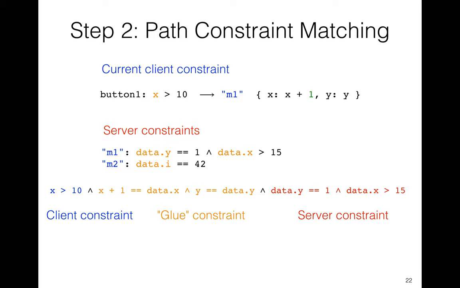In the second step, Stackful attempts to match the current client-side constraint that describes how to reach a particular message send with any server-side constraint that starts from a corresponding message handler and leads to a previously discovered error. To match two constraints, Stackful concatenates both constraints and inserts a kind of glue constraint in between. This glue constraint associates the actual value or payload of the message with the non-deterministic variables that were used in the intra-process phase to represent the mocked message payload.